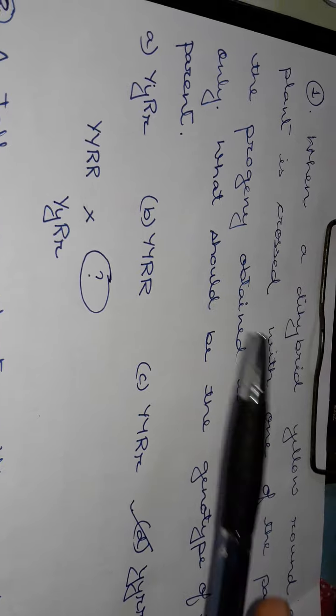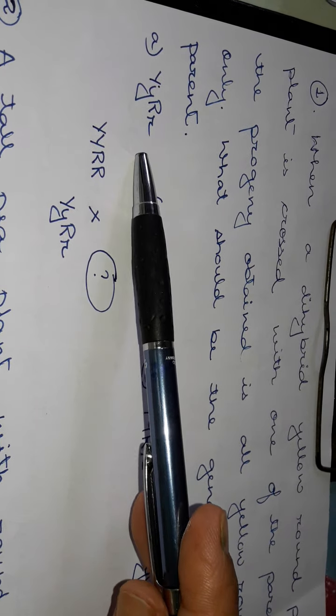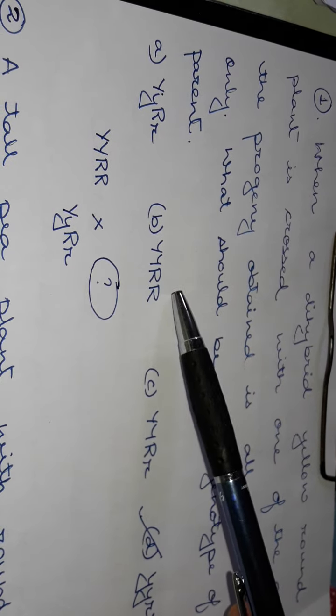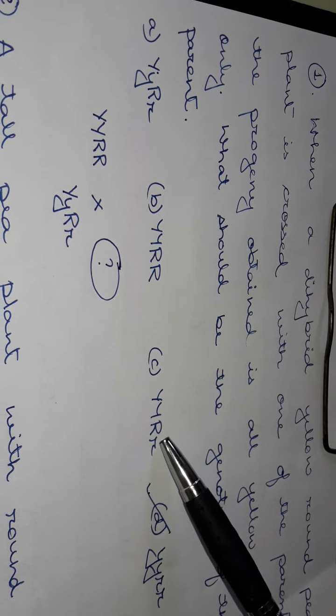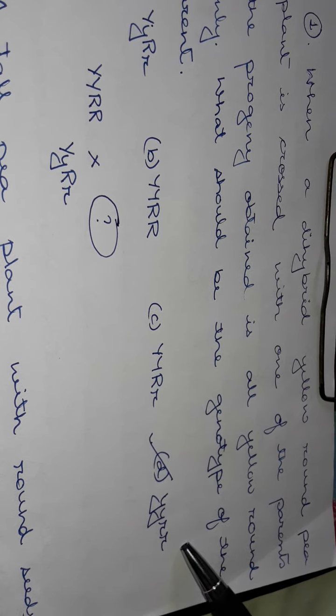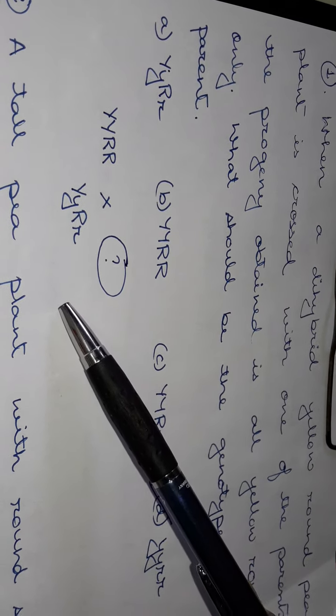Now here 4 options are given, isn't it? Capital Y capital R small r, capital Y capital Y capital R capital R, capital Y capital Y capital R small r, and small y small y small r small r. Now this is a very simple dihybrid cross.